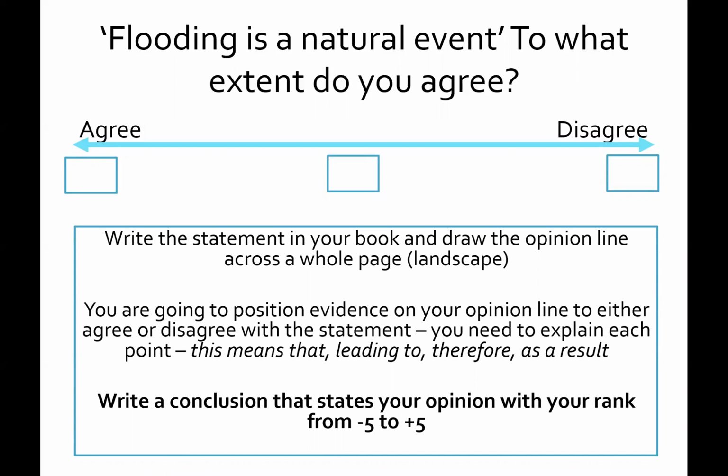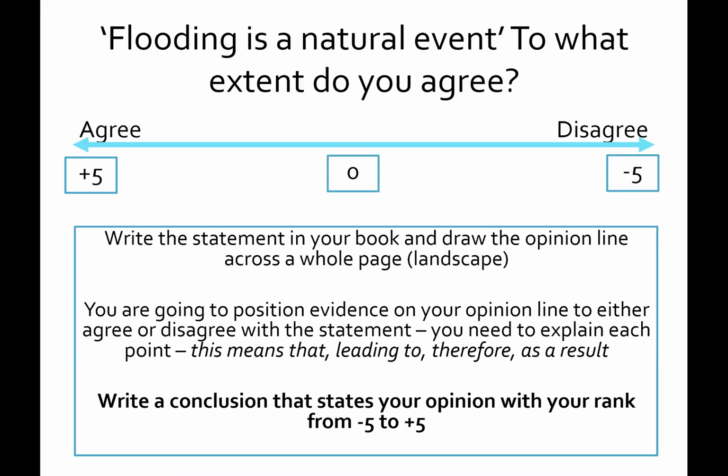We need to explain each point. This means that, leading to, therefore, as a result. You're then going to write an overall conclusion with your overall view from -5, 100% disagree, all the way to +5, 100% agree. Your decision. But you've got to explain it. So use your triggers. This means that, leading to, therefore.